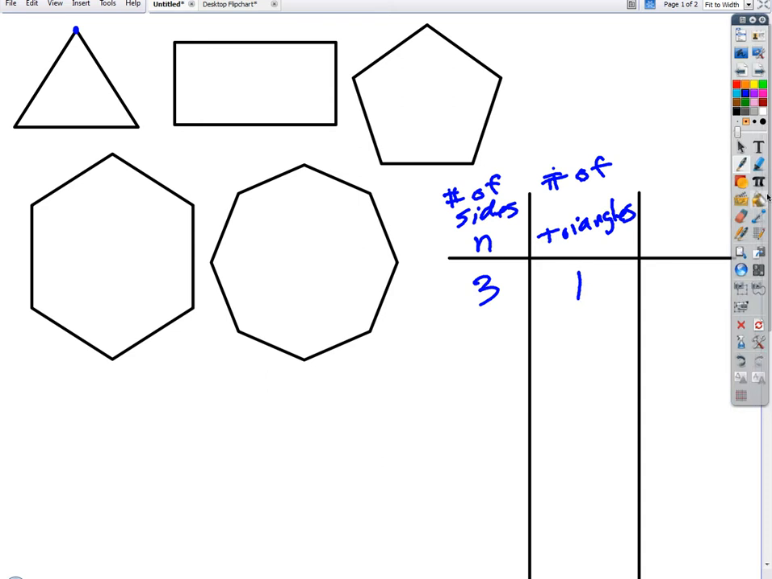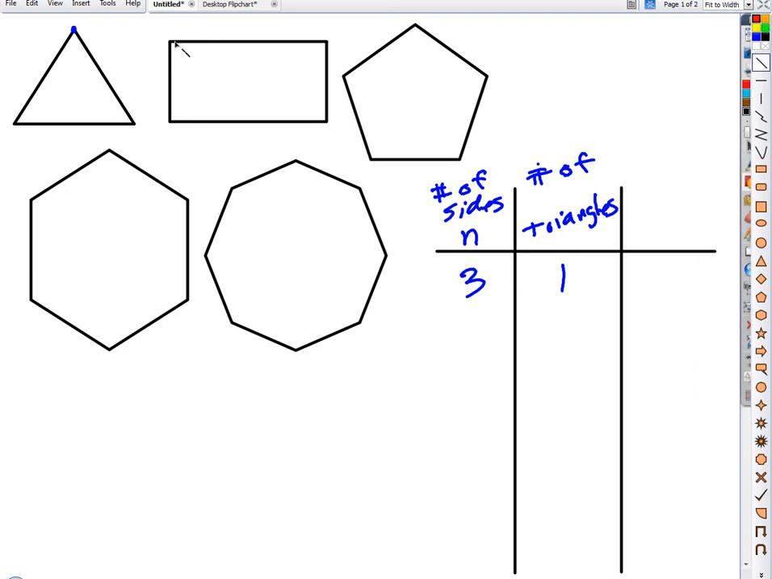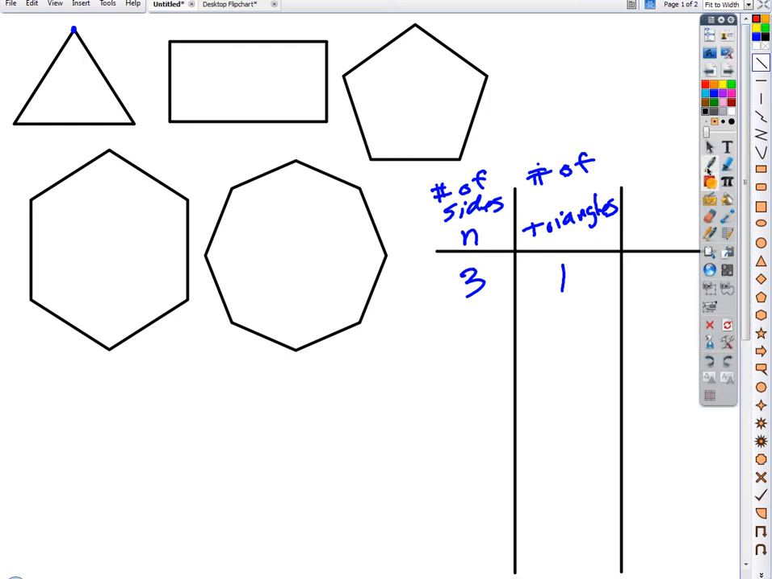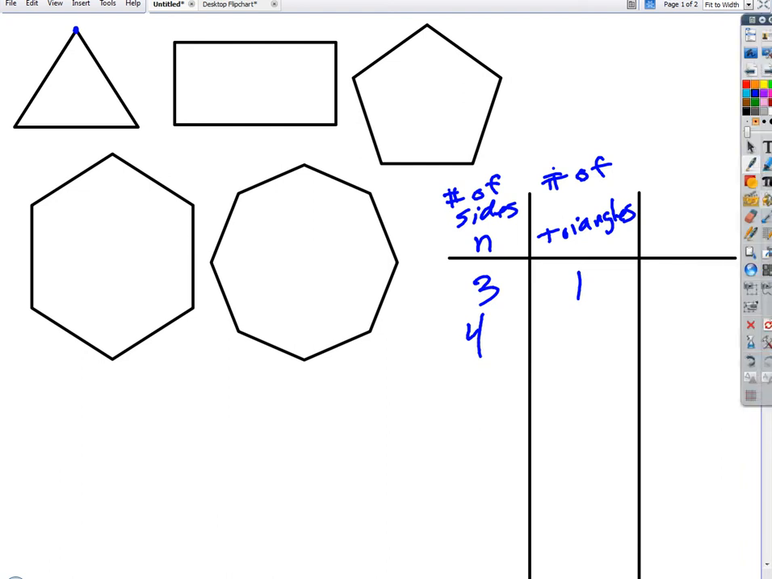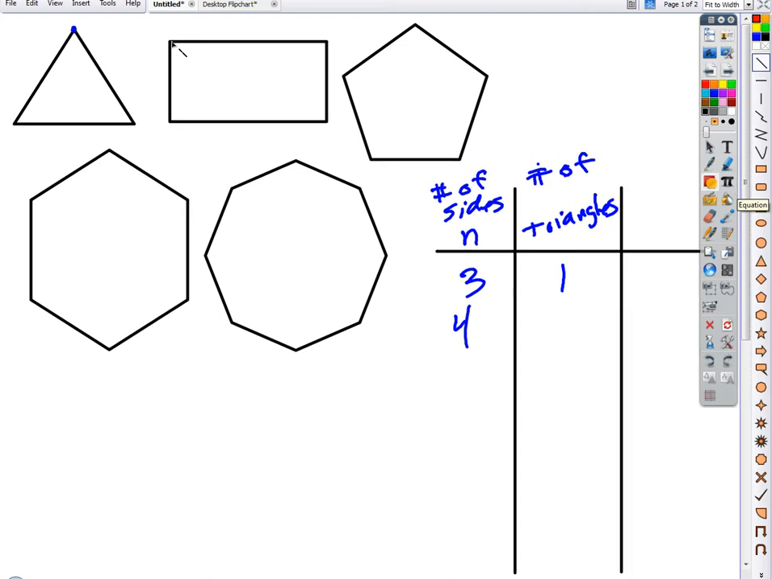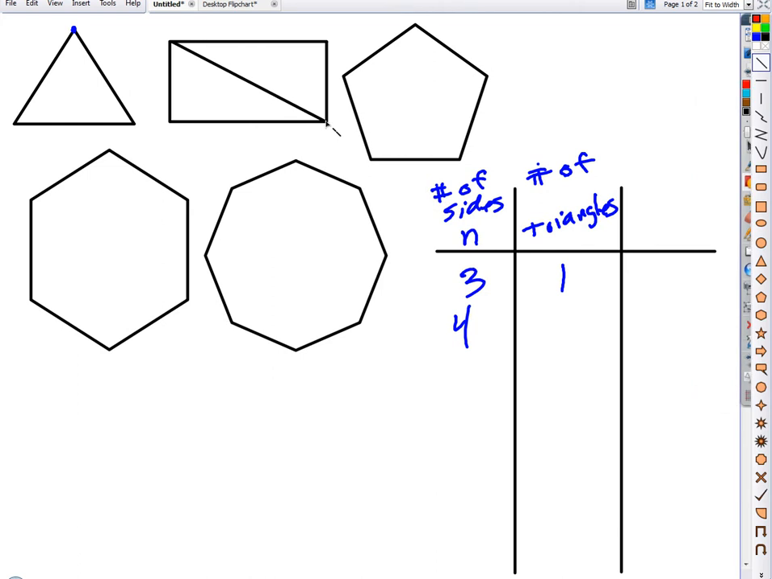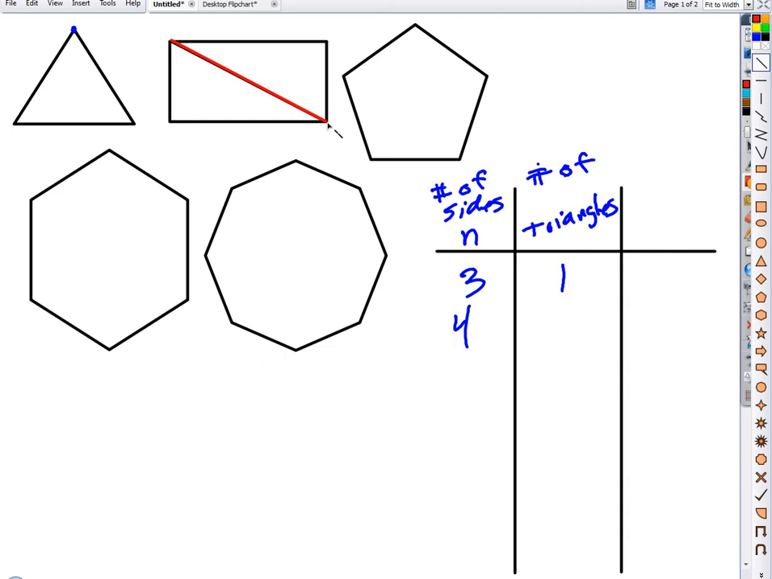Now let's look at the next one. What about this guy? Let's say we start up here in this corner. How many sides? 4. How many triangles can I divide that into? 2, okay. How many diagonals are there? 1, okay, and there's 2 triangles.